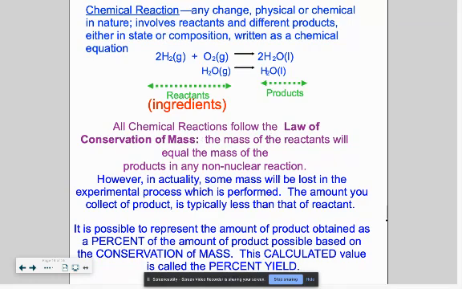And remember that law of conservation of mass applies to all normal chemical reactions with the exception of nuclear reactions.